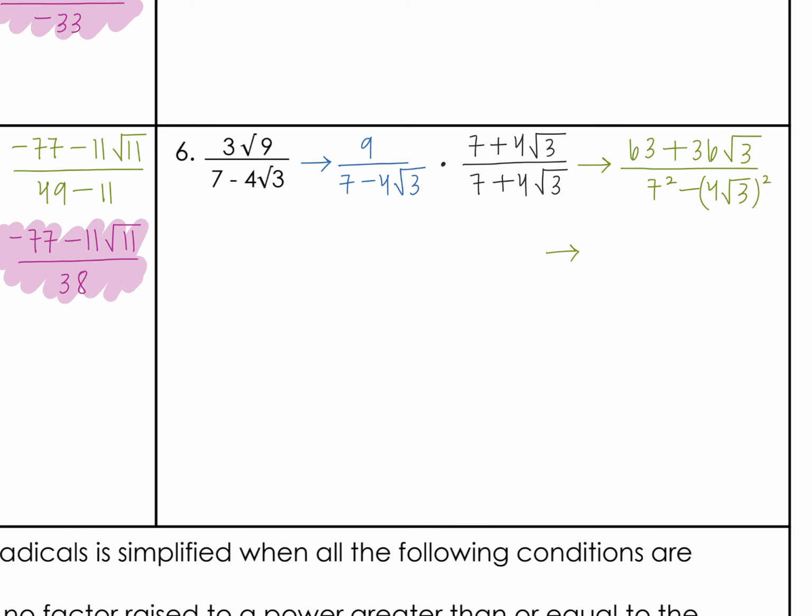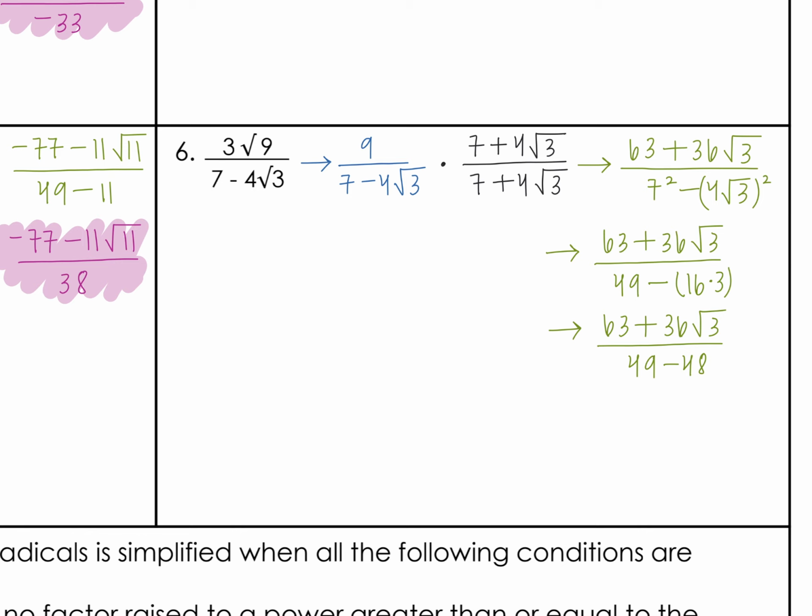Okay, so working through this, we've got 63 plus 36 root 3 over, we'll have 49 minus, and so in this one here, we'll have our 4 squared is going to give me 16 times 3, because that root 3 squared. And then when we actually multiply that together, we'll get 48. And so I'm just going to rewrite this as that 49 minus 48, which just leaves you with a 1.